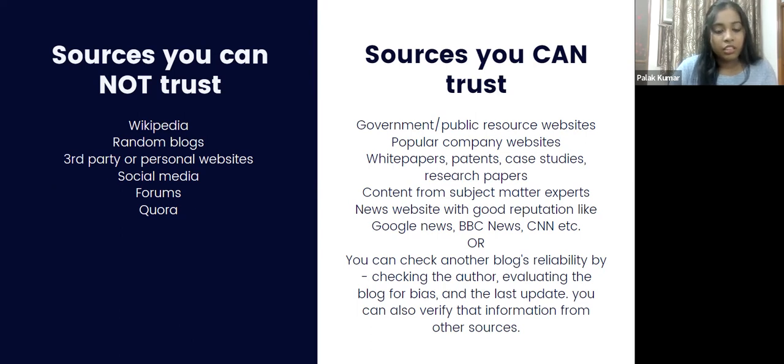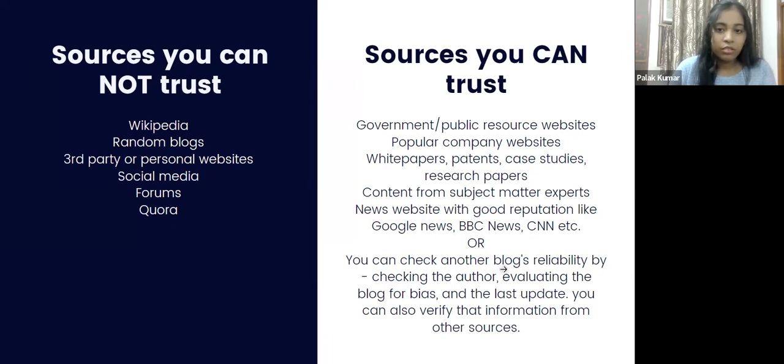Some sources that you can trust include some government and public resource websites, some popular companies, white papers, case studies, research papers. Also, there are certain subject matter experts. So if they have a blog of their own, that would be reliable. News websites with a good reputation like Google News, BBC News, CNN, they are all good resources.